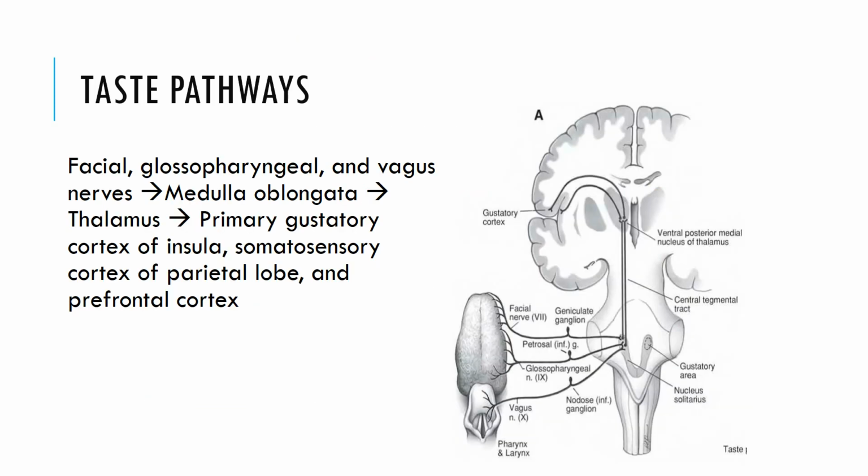So then the pathway for taste includes from those taste buds the sensory neurons. So we'll have the cranial nerves of the facial nerve, cranial nerve number 7, glossopharyngeal nerve, cranial nerve number 9, and then also vagus nerve, cranial nerve number 10, are all going to transmit that sensory information to the medulla oblongata. From the medulla, then that is going to travel up into the thalamus, and then from the thalamus, it's going to synapse on the primary gustatory cortex within the insular lobe of the brain, as well as with the somatosensory cortex of the parietal lobe.